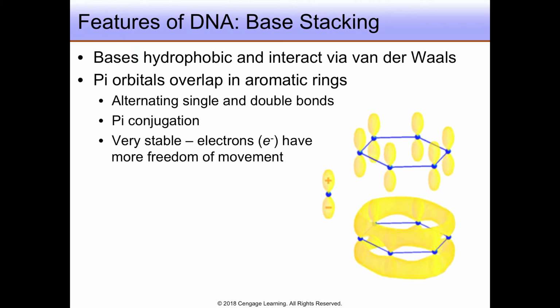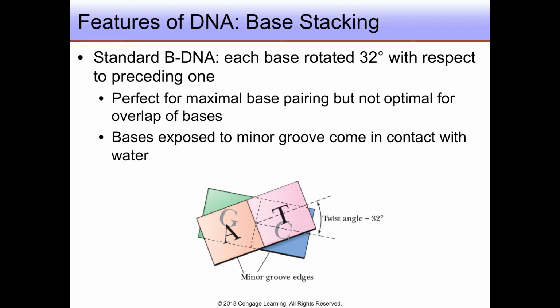As the bases stack in the double helix, pi orbitals overlap, resulting in greater freedom of movement for electrons within the pi cloud, as shown here. This is a primary stabilizing factor. In standard B-DNA conformations, each base is rotated by 32 degrees with respect to each other. This provides the best arrangement for base pairing interactions, but is not optimal for base stacking.